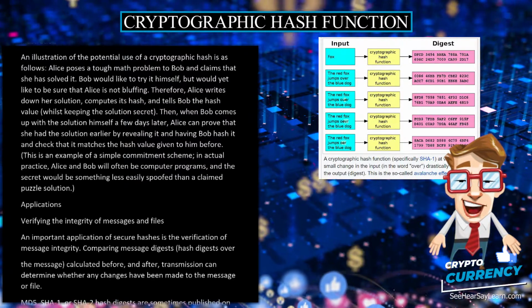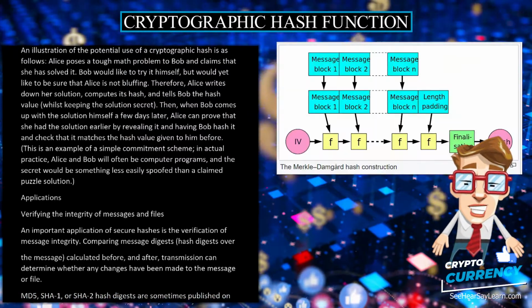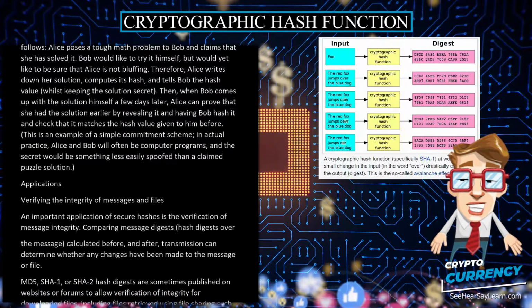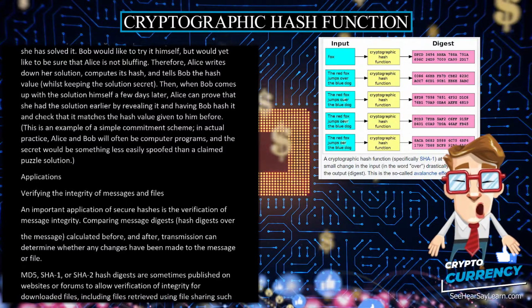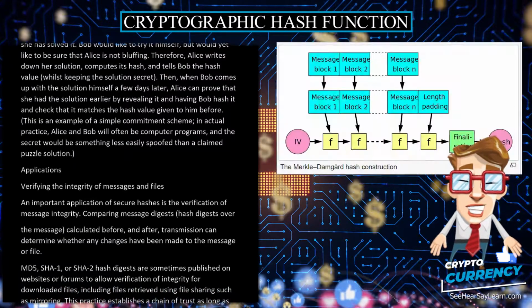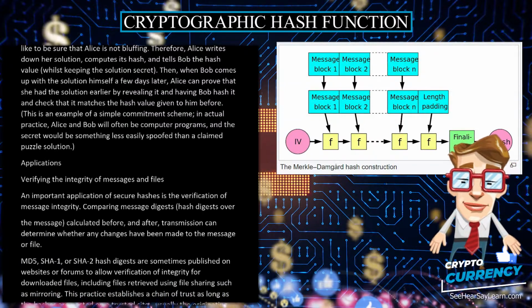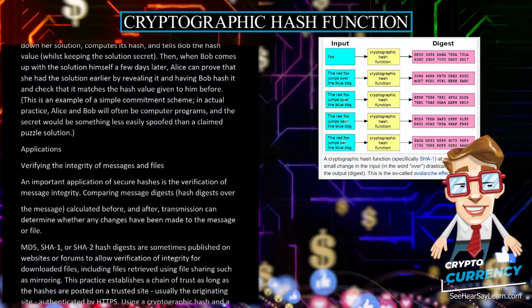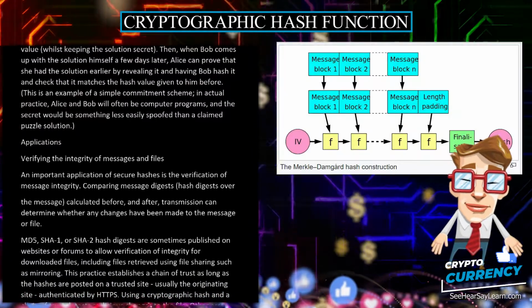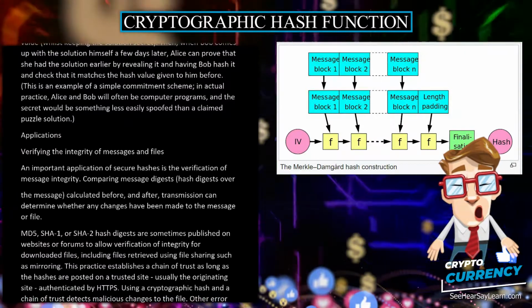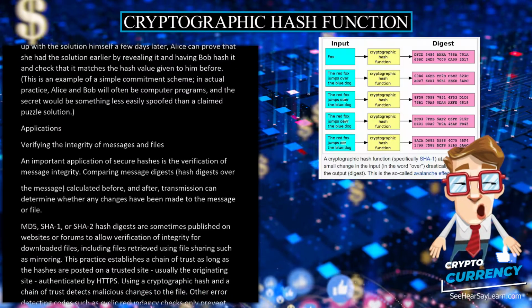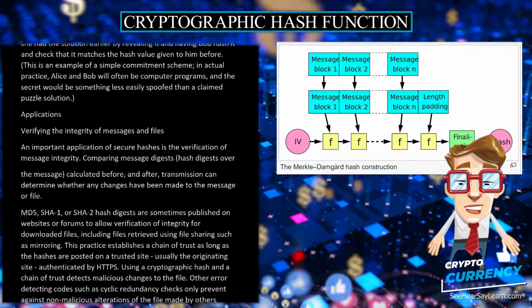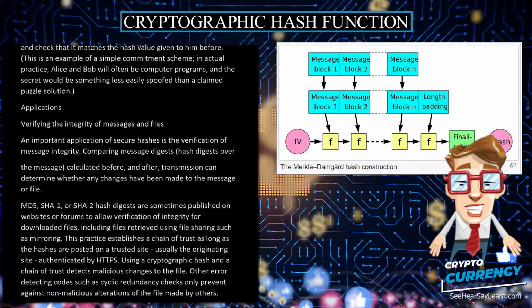Applications. Verifying the integrity of messages and files. An important application of secure hashes is the verification of message integrity. Comparing message digests, hash digests over the message, calculated before and after transmission can determine whether any changes have been made to the message or file. MD5, SHA1, or SHA2 hash digests are sometimes published on websites or forums to allow verification of integrity for downloaded files, including files retrieved using file sharing such as mirroring.